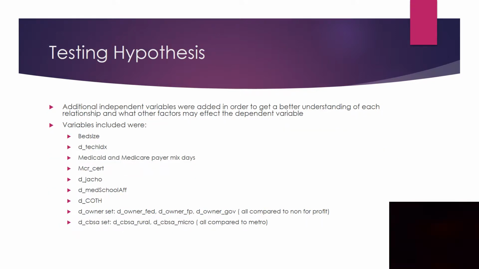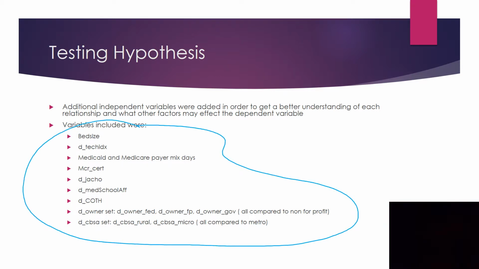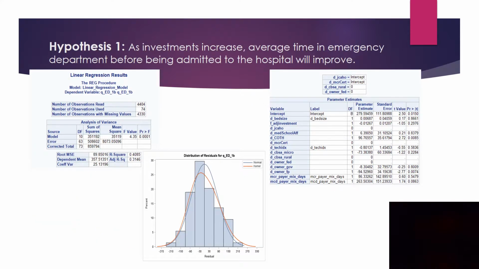When testing the hypotheses, we added additional independent variables to get a better understanding of the relationship of the independent and dependent variables. The variables are listed here, and I'm just going to be circling all the variables that we added. The reason for choosing to further research hypothesis 3 is because all others were not accurate with data given, had a lack of observations, or did not have an immediate solution.